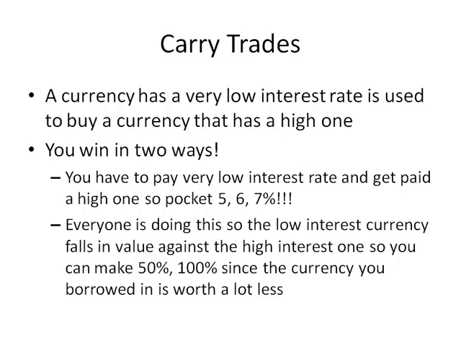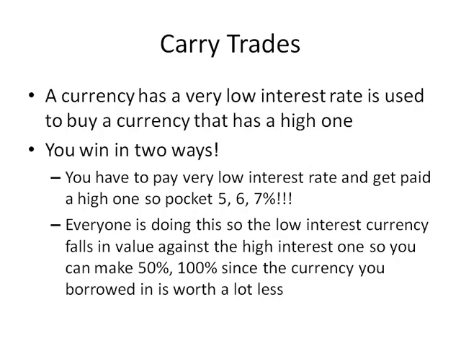As a result, the low interest rate currency falls in value against the high interest rate one. So you can make 50, 100% just by the fact that the thing you bought using the currency which has a low interest rate goes up in value, since loads and loads of people are borrowing in the low interest rate currency to buy the high interest rate one. So supply and demand.